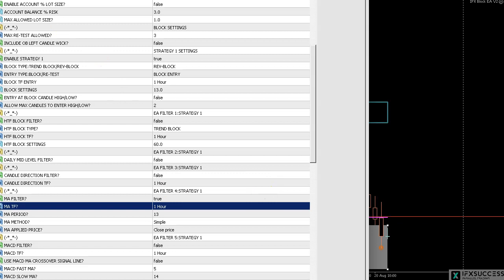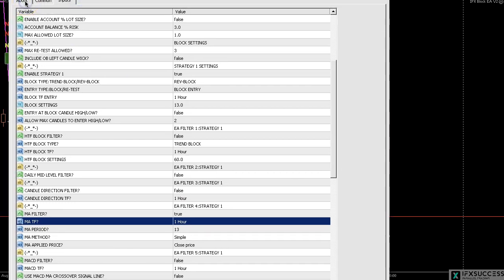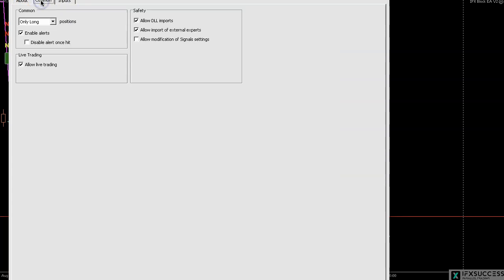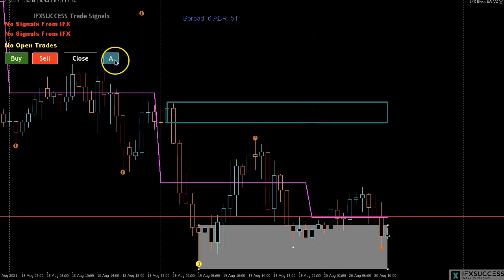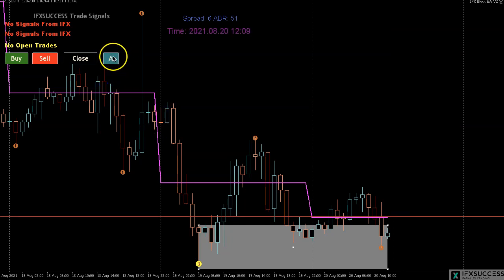And not only that, what we're going to do is go here to the common tab, and we only want to say give me a long entry. You can choose short, long, or both, but I only want to buy. It might give me a sell entry, but I don't want a sell entry. So I'm going to say okay, and I'm going to set the EA on automatic, so when it happens, it just automatically enters for me.